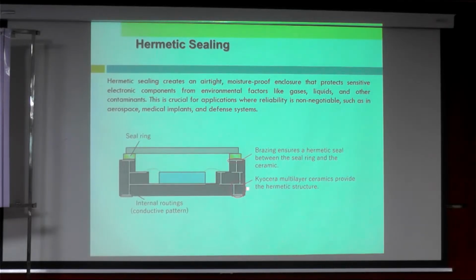And this is some design. Kyocera multi-layer ceramic provides the hermetic structure. So the packaging can be ceramic packaging. It's quite common for ceramic packaging because to a certain extent, we want certain devices to be isolated from electrical connection to prevent short circuit. Then you use ceramic packaging. And ceramic packaging is basically quite stable because it can withstand high temperature, and also is a robust material.